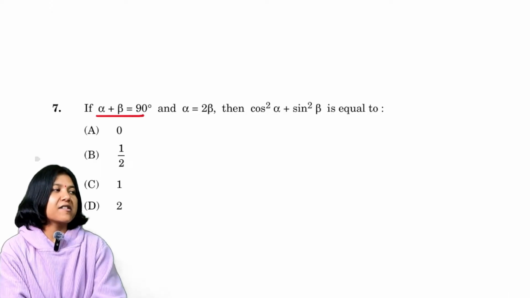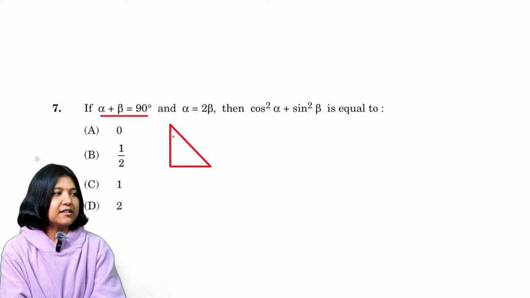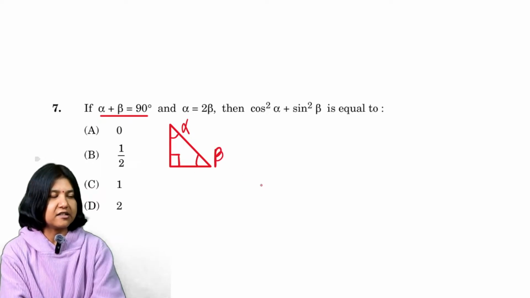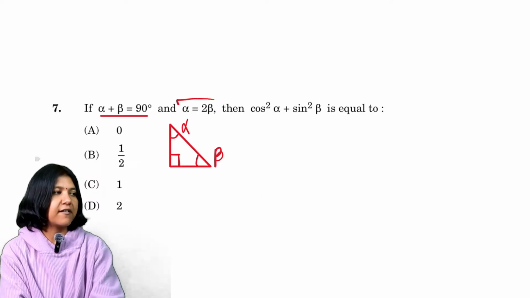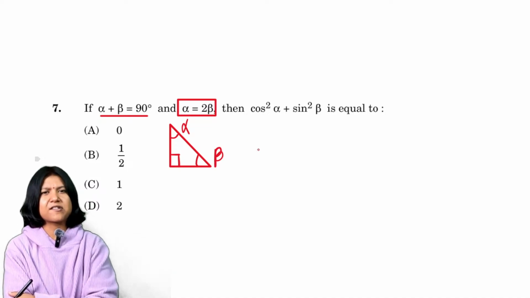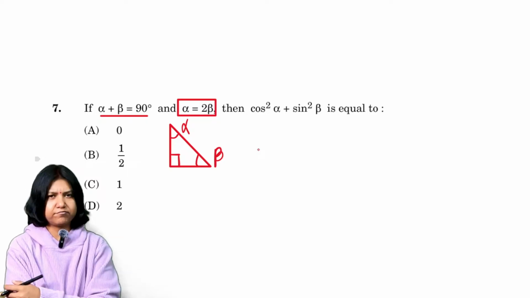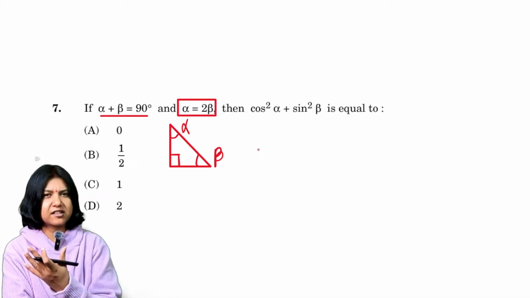Well, alpha plus beta is 90. So this happens when you have a right angle triangle. Think about a right angle triangle. Then one of the angles is already 90. If I call this alpha and this beta, then their sum is always 90, right? And given to you that alpha equals 2 beta. So you can think of examples like 30 degrees and 60 degrees. Yeah, 30 plus 60 is 90. Obviously you can't be so sure about it, but I'm just citing an example.